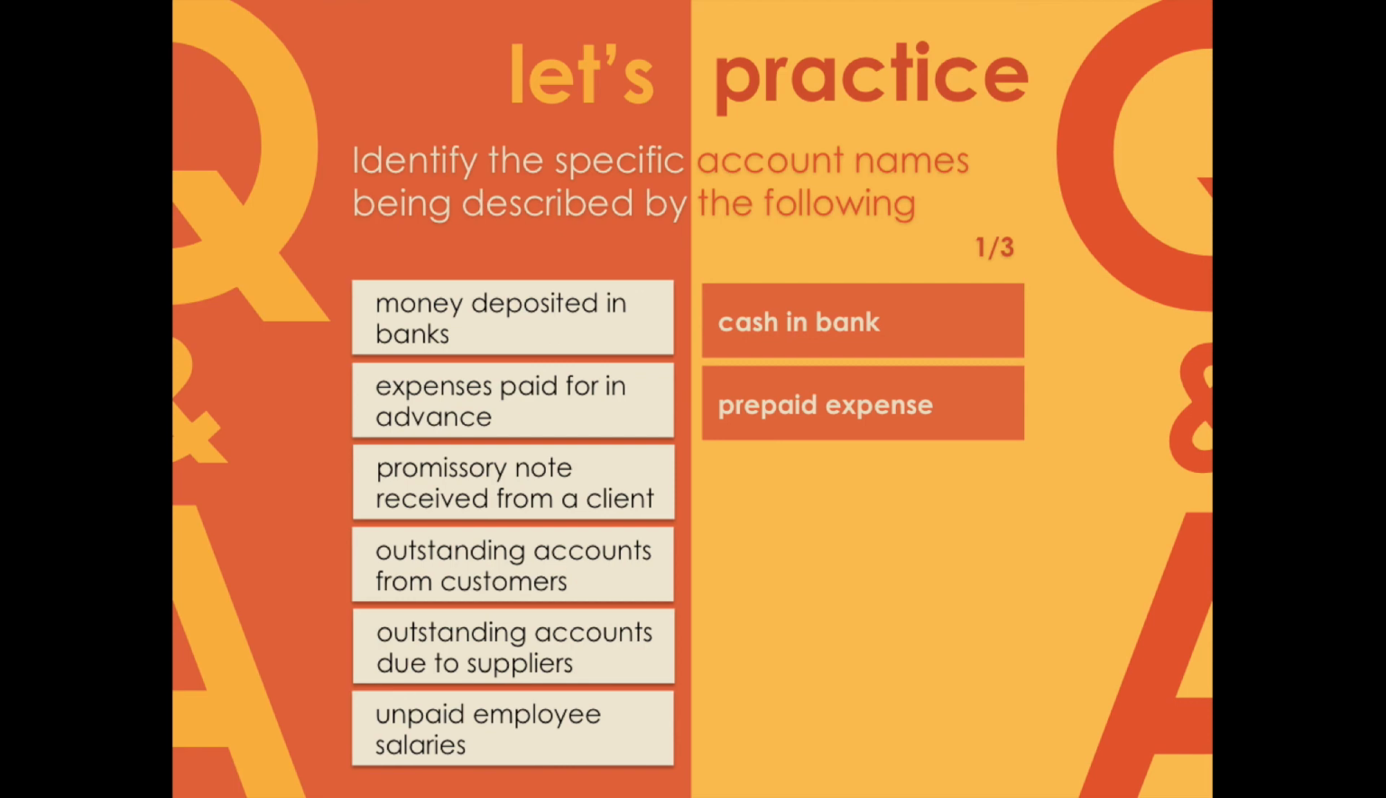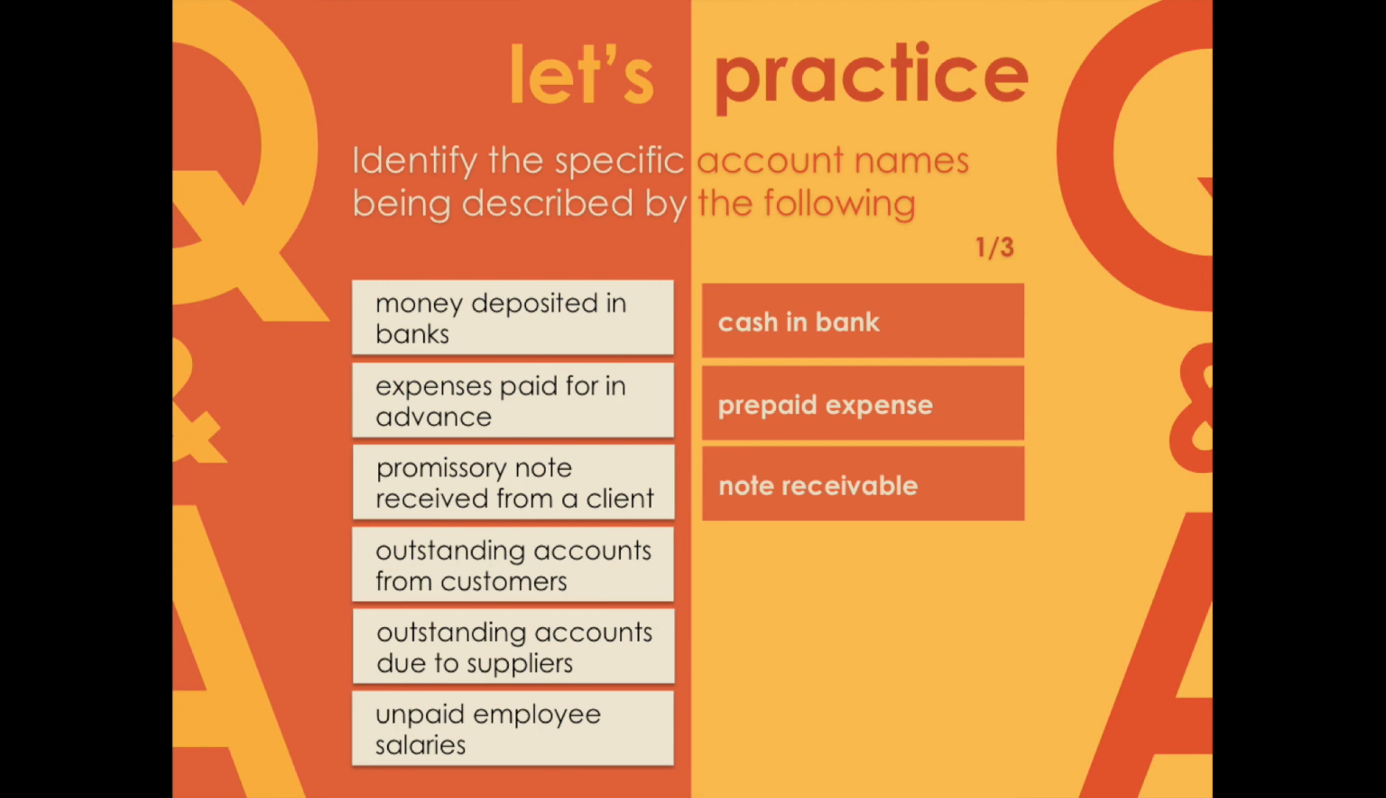3. Promissory note received from a client. Since there is a promissory note, we know that this can either be a note receivable or a note payable. So now we'll just have to check if the company is the maker or the payee. Since this note was received from a client, the company is the one collecting the payment. So in this case, it's a note receivable.